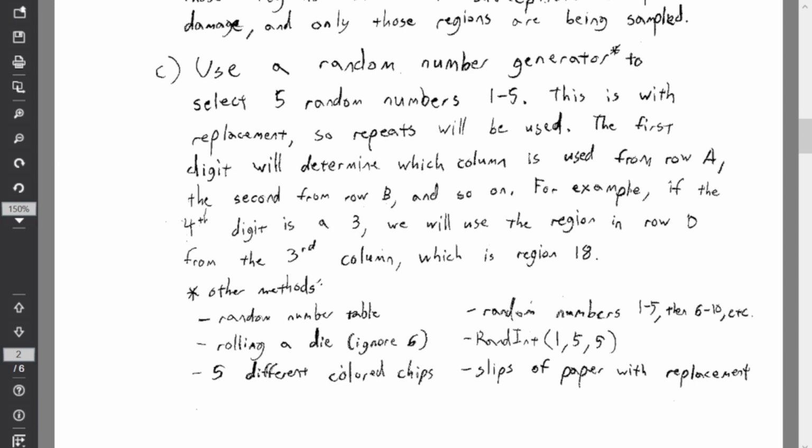You can use randInt in the calculator. You can talk about slips of paper. If you're doing slips of paper, you should either be doing it with replacement or, like this method that uses the different groups of numbers, you could group them in different hats and go through it that way. But the process needs to have 5 digits or 5 outcomes that you're selecting from each time, and that will correspond to each of the rows. That's the idea that they want you to do on that one.